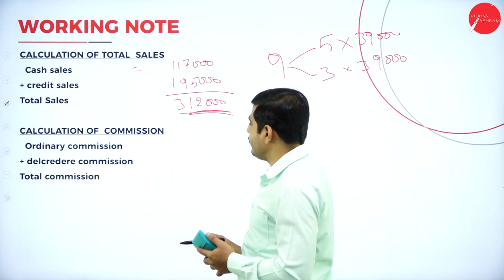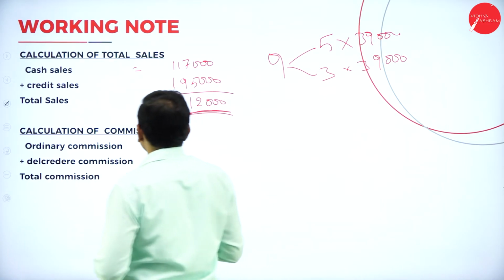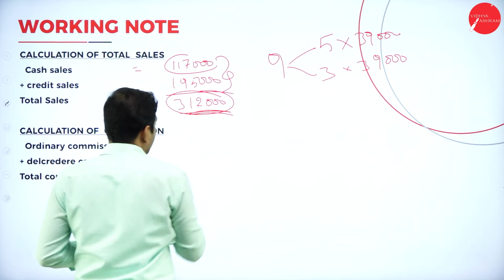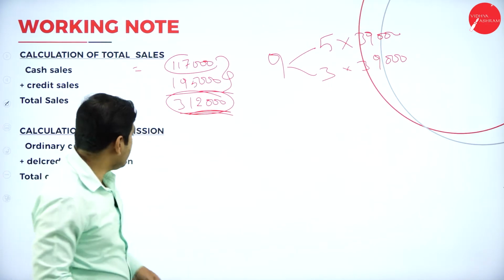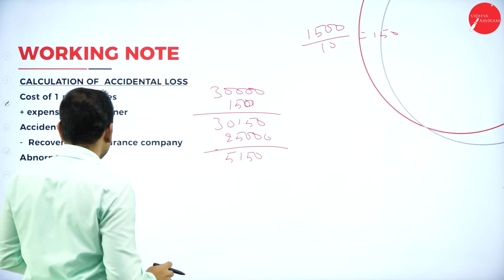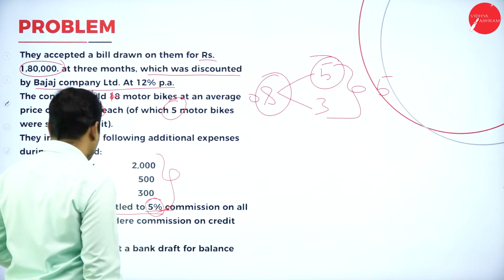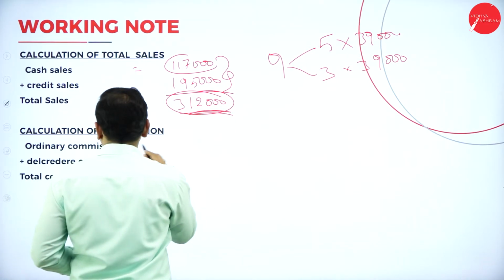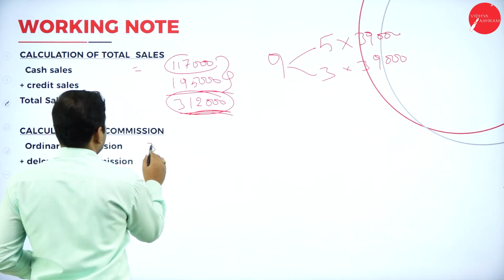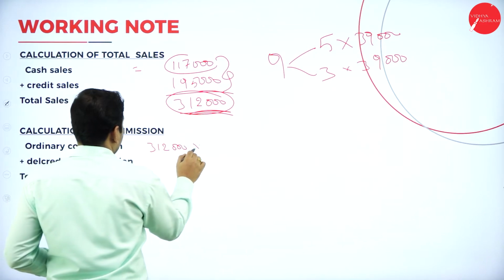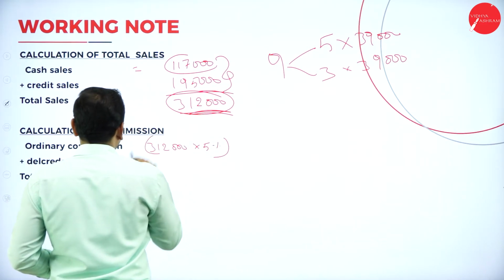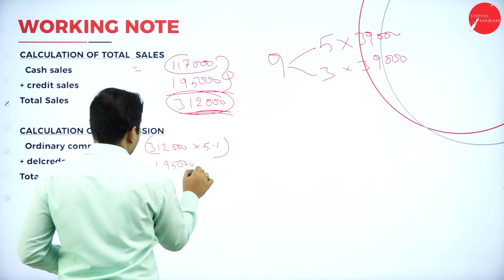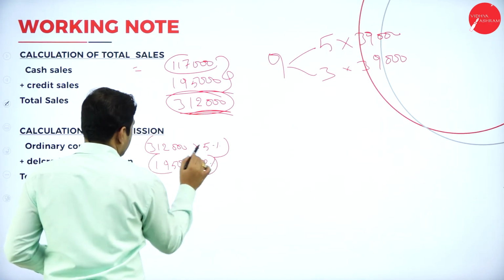Next, the calculation of commission. On total sales we should give 5% commission, and 2% on del credere for credit sales. What is the total commission? Let's calculate here. Ordinary commission: 3,12,000 into 5%. Again on credit sales: 1,95,000 into 2%.